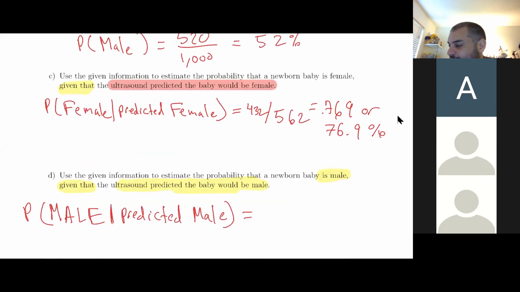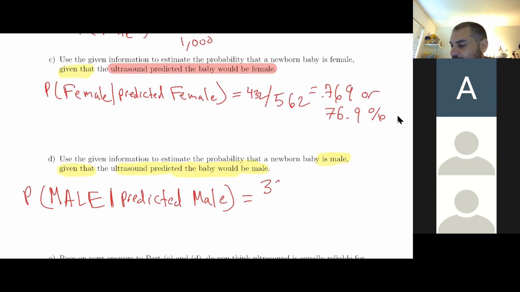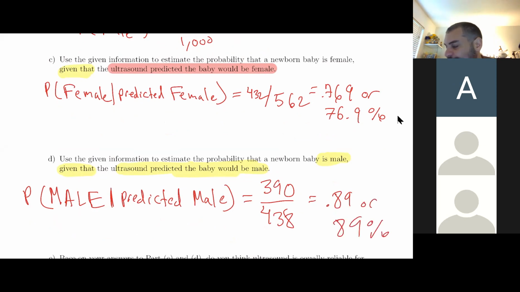So for this one, we're going to say 390 divided by 438. So we'll see 390 divided by 438, and you get 0.89 or 89%. So you get 89%. Any questions on how we got the 89%?